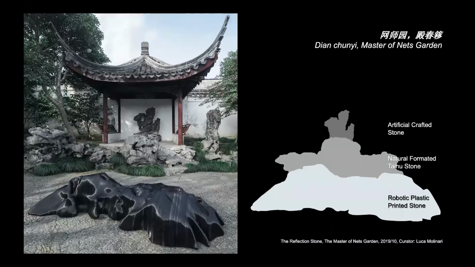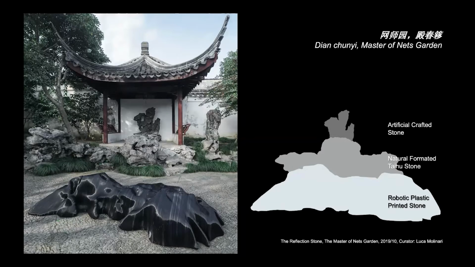And here is a project I want to introduce. Two years ago, in 2019, I was invited by the curator Luca Molinari, who was chief curator of the Milan Triennale several years ago. He curated a special exhibition in a Suzhou garden, the Master of Nets Garden, the most famous one in Suzhou, not the largest, but one of the most representative. The Metropolitan Museum in New York City also collected a garden, named Mingxuan, located on the second floor of the Metropolitan Museum.